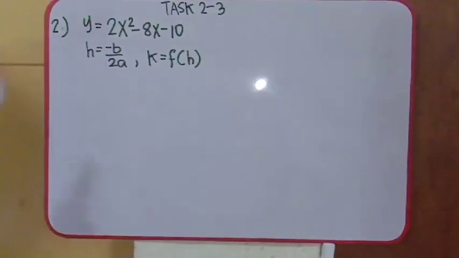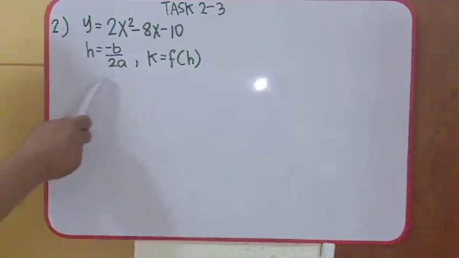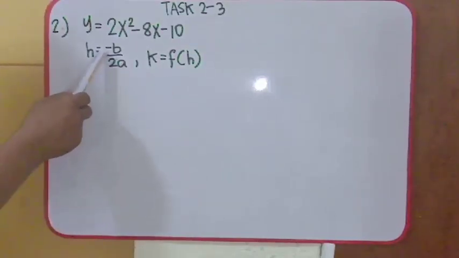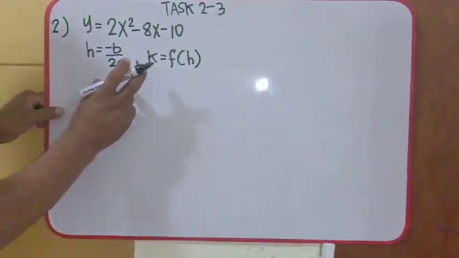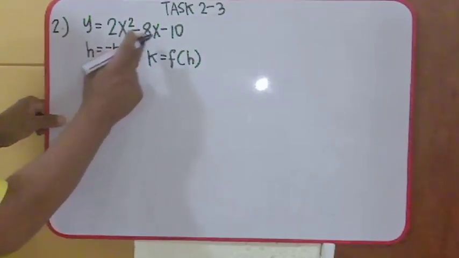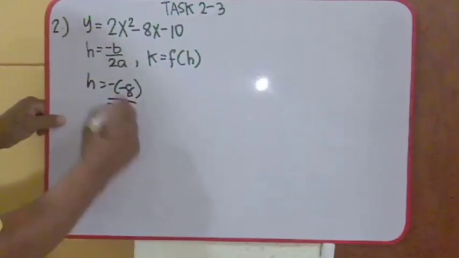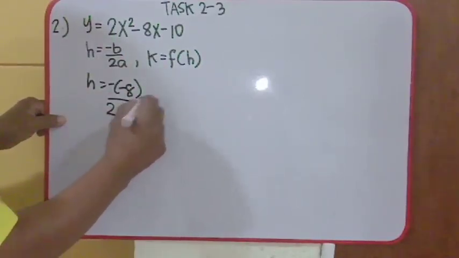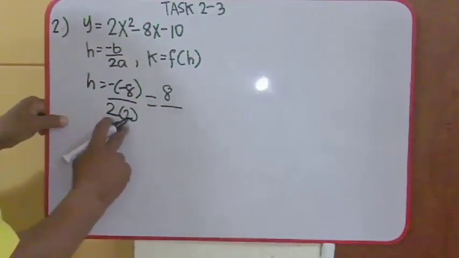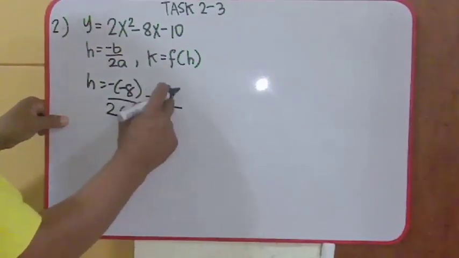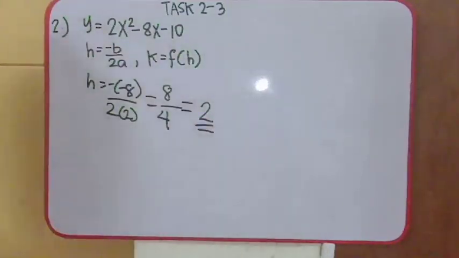Okay, example number 2. Y equals 2x squared minus 8x minus 10. So, using the formula of h and k, h equals negative b over 2a and k equals f of h. By substituting the value of b, so we have negative 8, so minus negative 8 over 2 where a equals to 2. By simplifying, negative, negative, so that is positive. 8 over 2 times 2 is equals to 4. Then 8 divided by 4 is 2. So this is the value of our h.